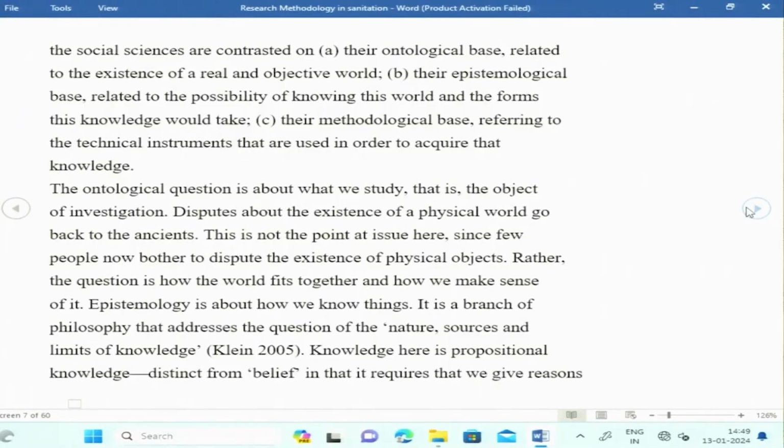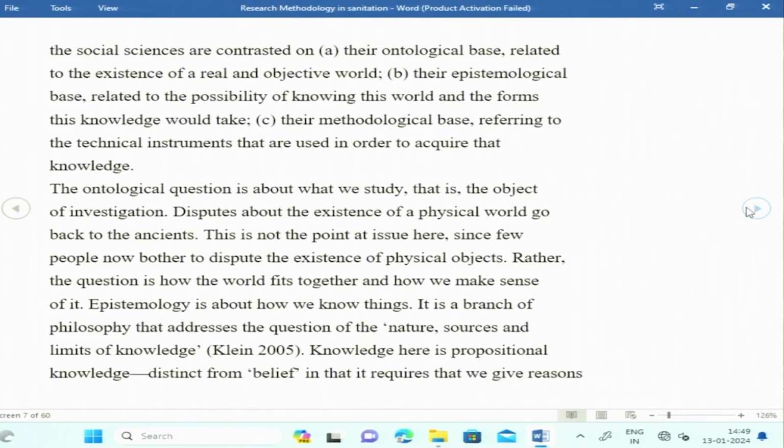And for that we have various methodological frameworks and methods which we deploy when we deal with social science understanding. Now, we see what the different aspects are that come into prominence. At least we speak about the ontological base, which is basically related to the real and objective world. The basic idea is that the objective reality is something which cannot be changed or altered by the researcher.